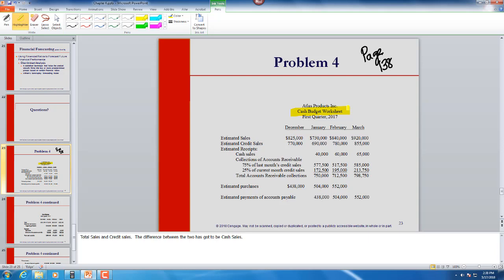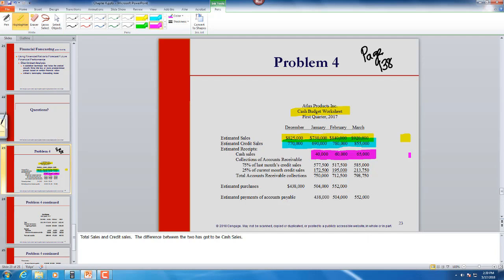First of all, you have estimated sales. Now, we are preparing cash budget for January, February, and March. So, if you look at this, these are the estimated sales: January, February, and March. Now, these are the estimated credit sales for January, February, and March. The difference between the yellow and the blue is cash sales.